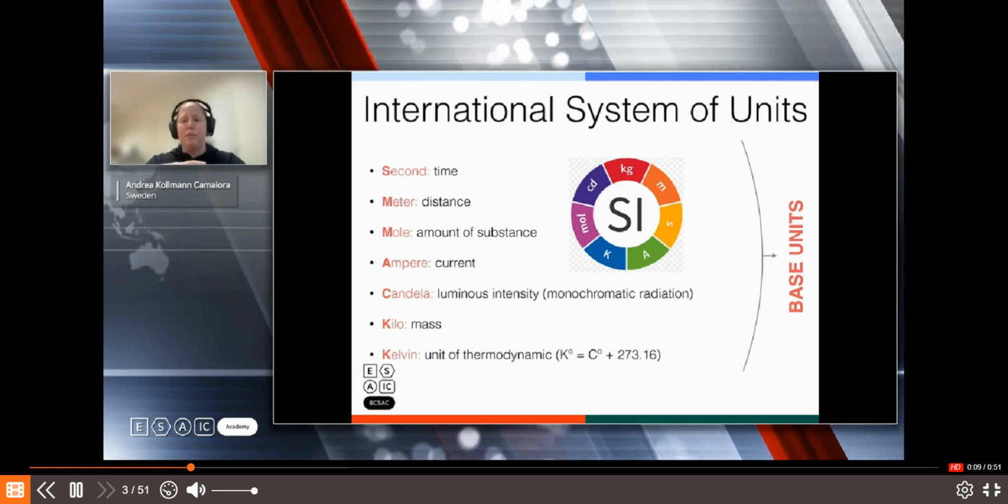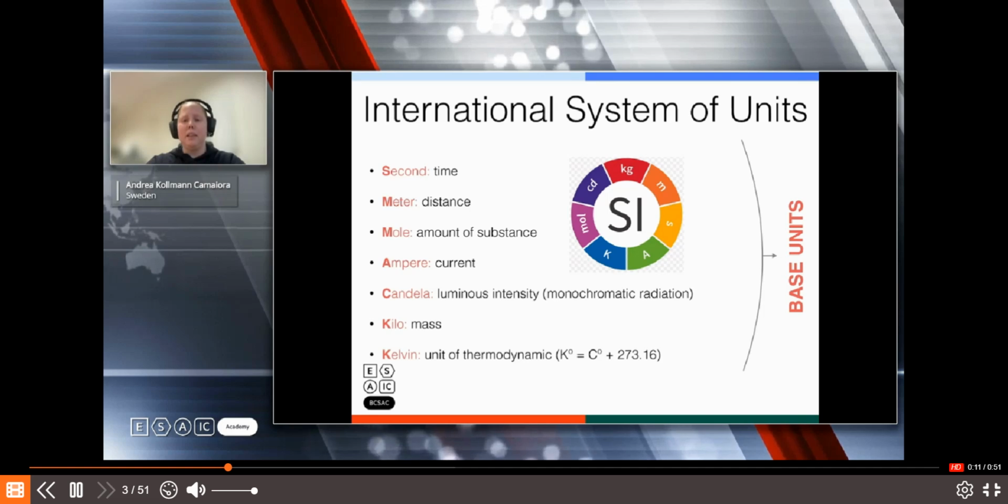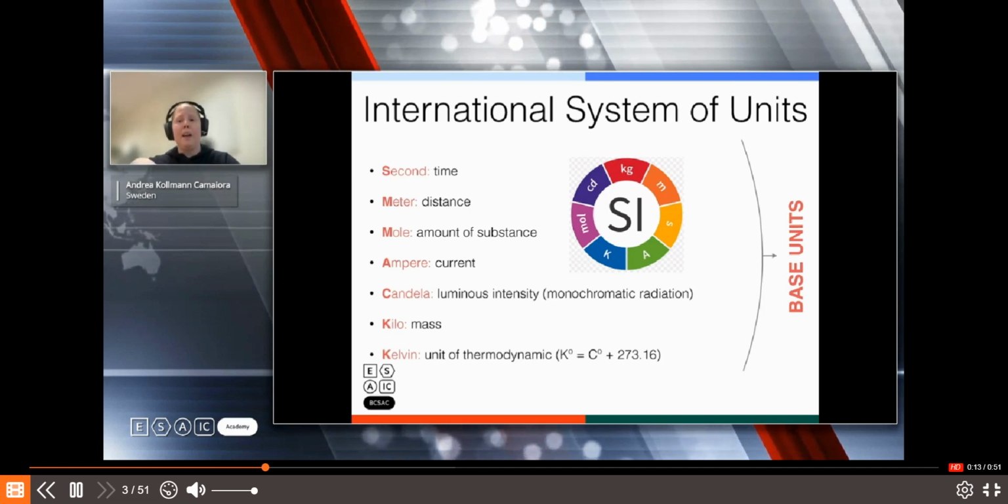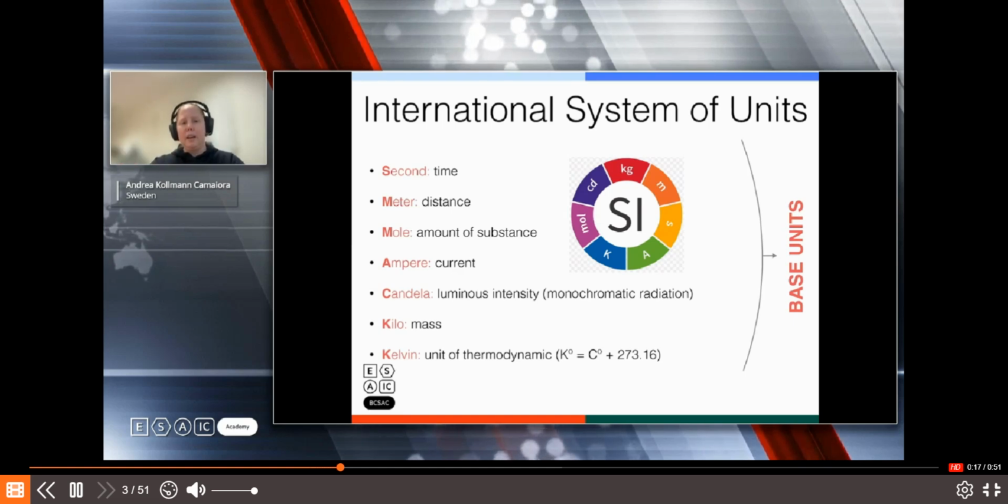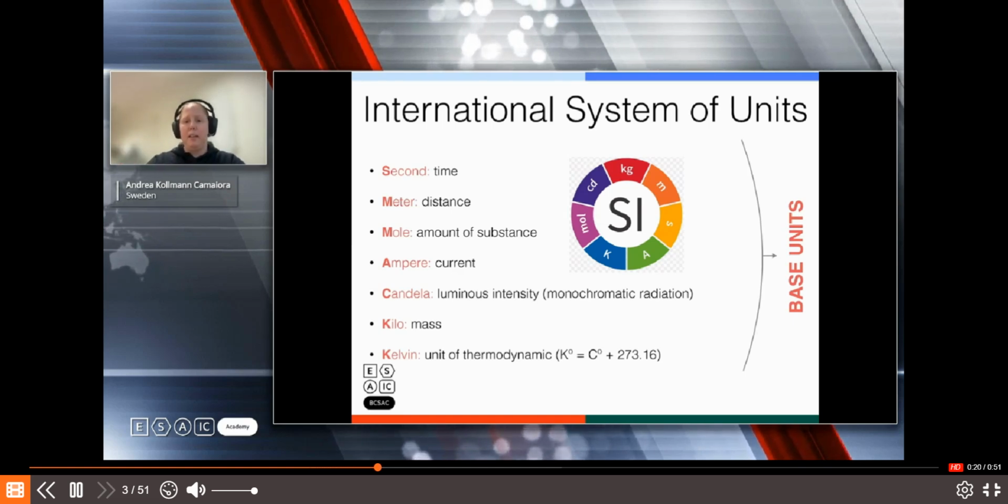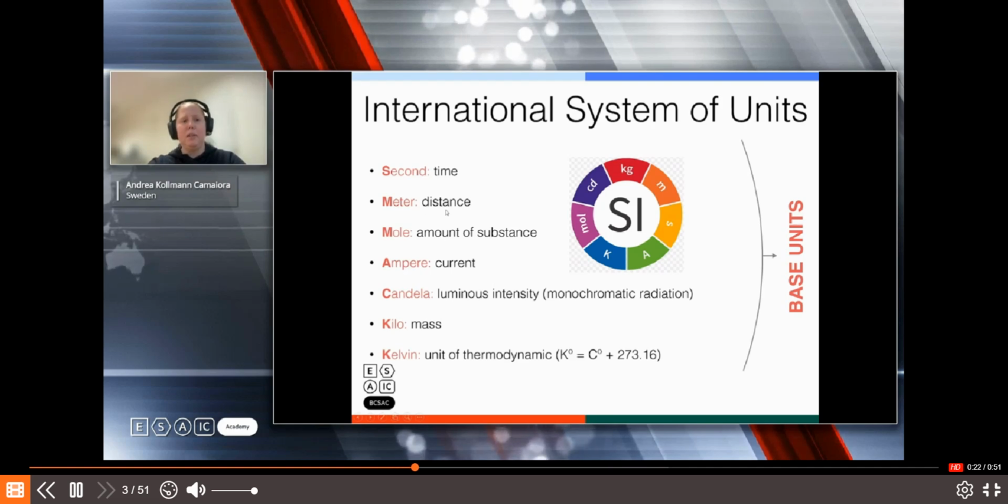There are two types of units. You have the base units and the derived units. And the typical question is, well, is time measured in seconds a base unit? Yes. And distance measured in centimeters? No, because it's in meters.